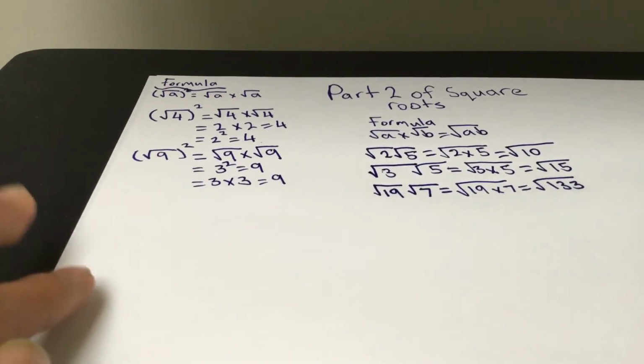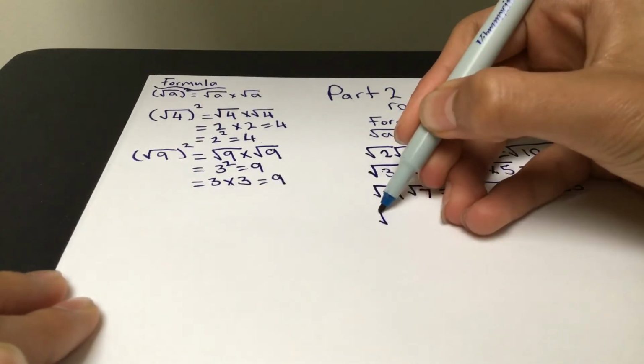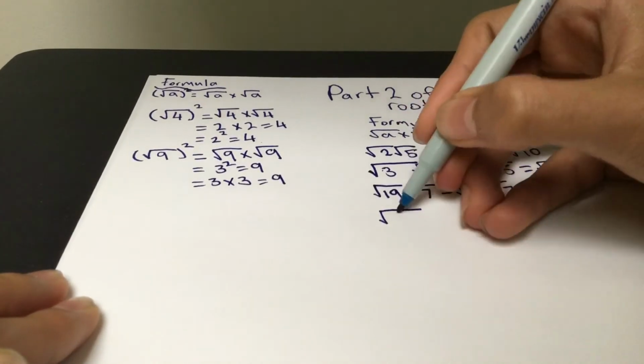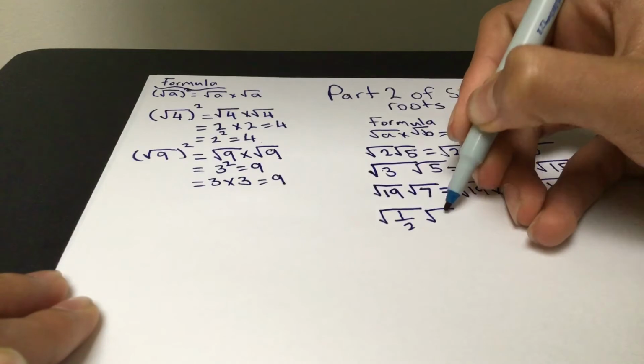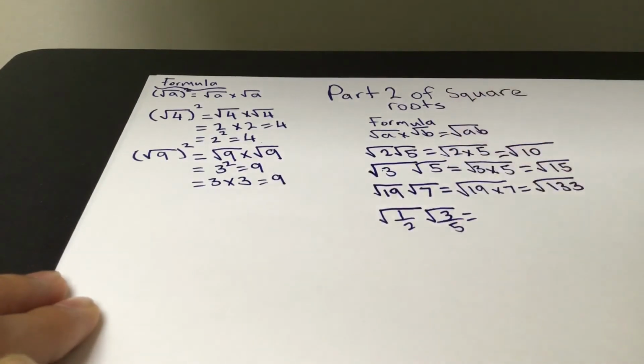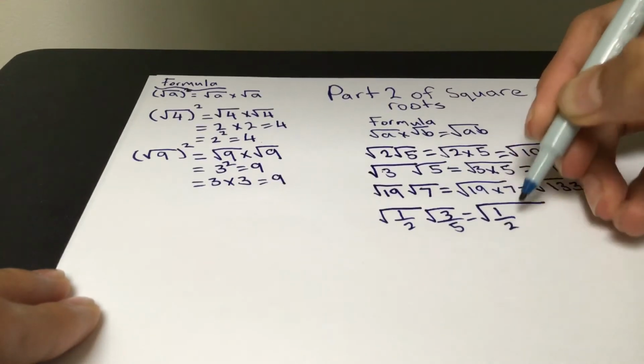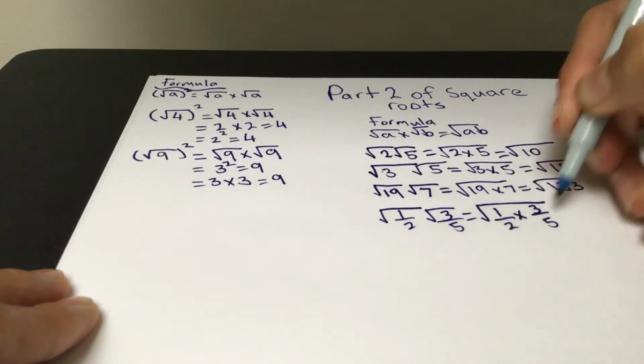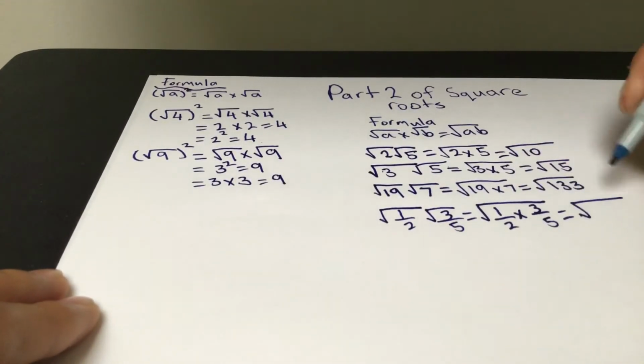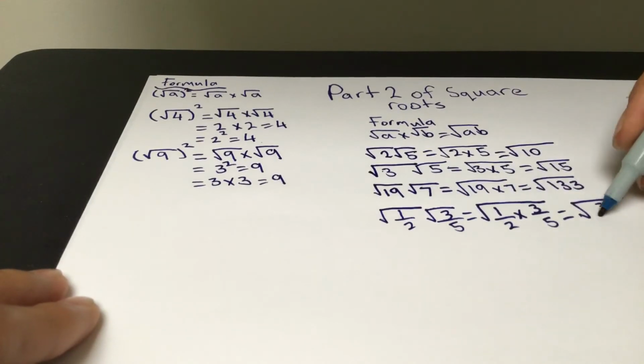Okay, now let's go into a fraction. Let's do square root half times square root 3 over 5. Okay, same thing, we need to put into this form, half times 3 over 5. And now we just go 1 times 3, which is 3, 2 times 5, which is 10.